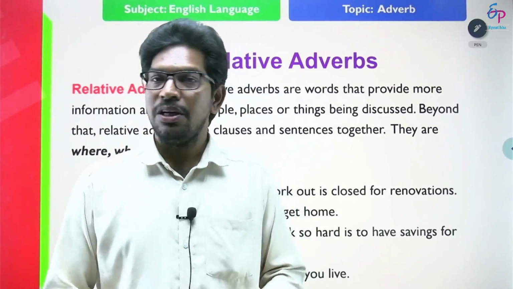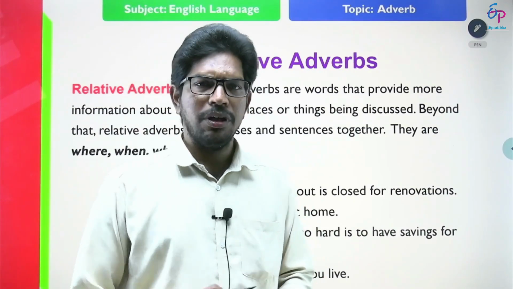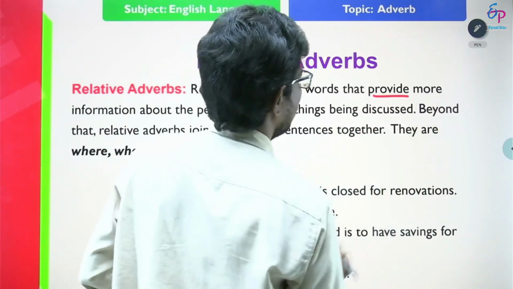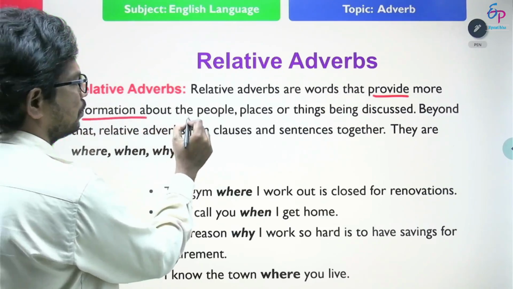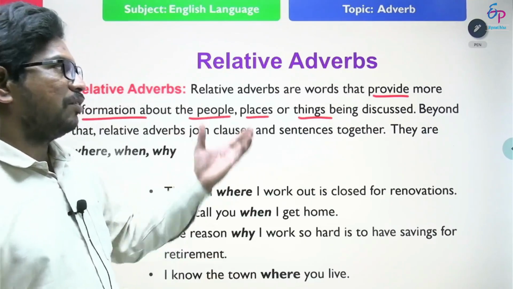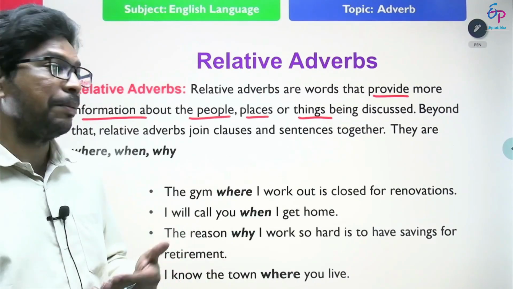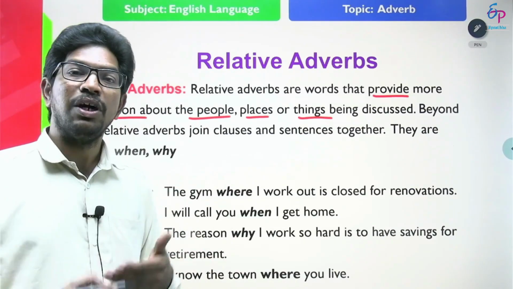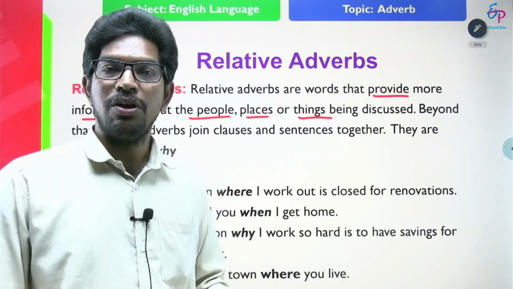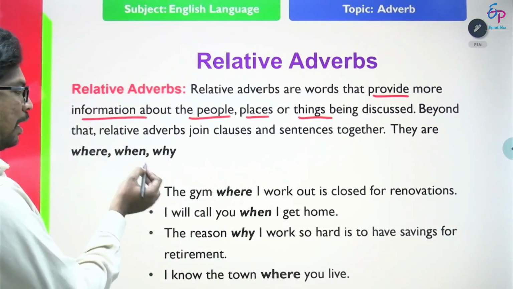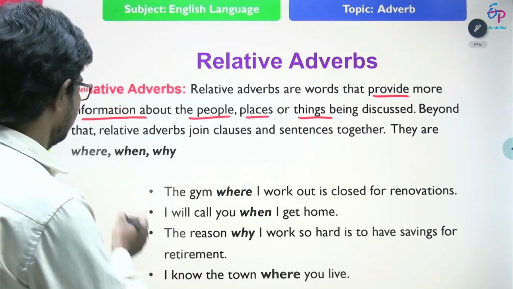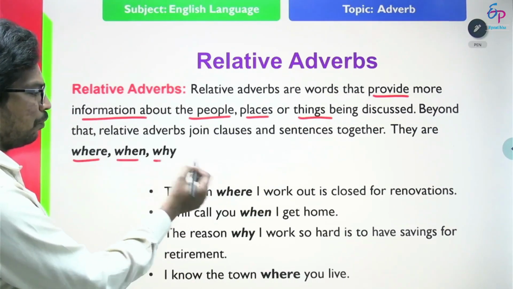Next we will discuss relative adverbs. What are relative adverbs? Relative adverbs provide more information about people, places, things being discussed. So they function as adjectives as well as adverbs. They denote place, time and reason. So what are relative adverbs? They are where, when, why.